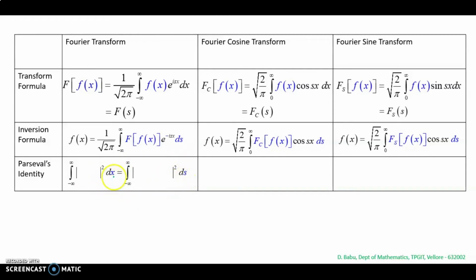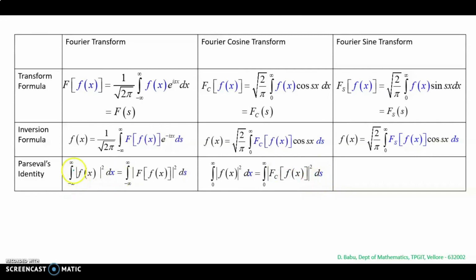Here on the left hand side we integrate with respect to x, on the right hand side we integrate with respect to s. So for the left hand side we put f of x, for the right hand side we put Fourier of f of x. So this is called the partial identity for Fourier transform. For the Fourier cosine transform, the partial identity is integral 0 to infinity modulus f of x whole square dx equal to integral 0 to infinity modulus Fourier cosine of f of x whole square ds.